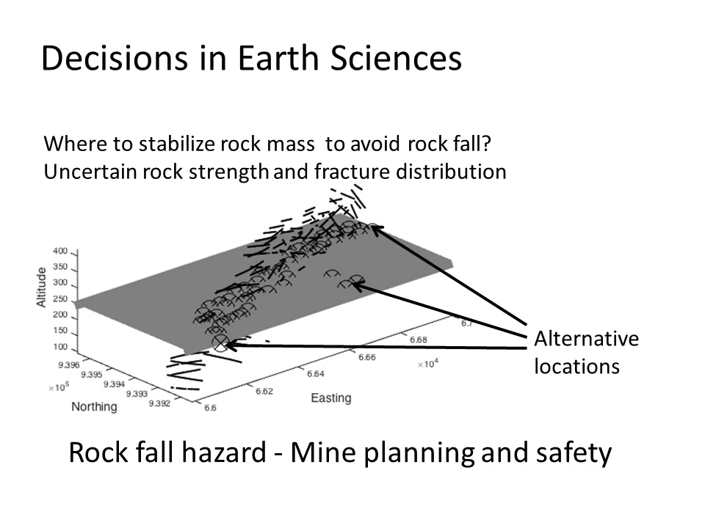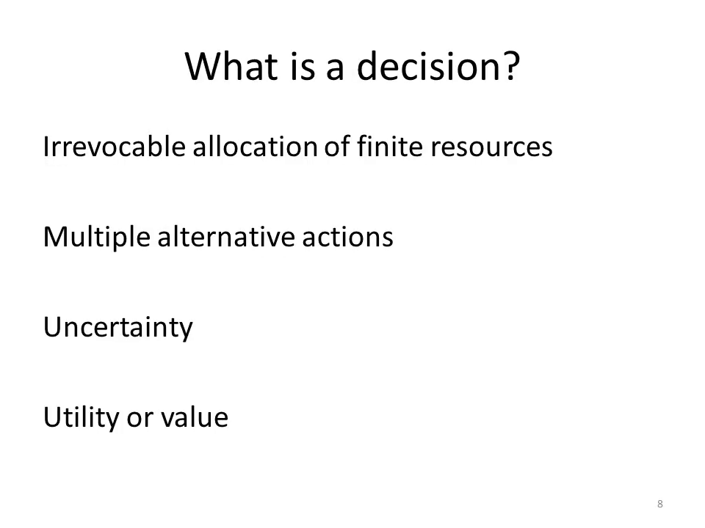Another example of a decision problem in earth science would be, for example, mine planning and safety. At what locations within the tunnel should we stabilize the rock mass to avoid rock fall? And the uncertainty in this case are the uncertainties in the joint distribution and the joint intensity. So in earth science decisions, you have to allocate finite resources, and there might be severe consequences, either big profit or loss, or the consequences could be in terms of safety and hazards.